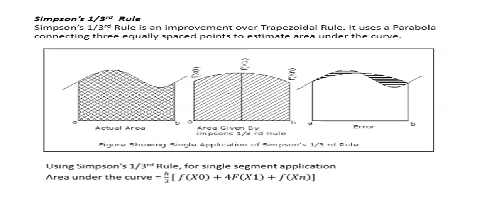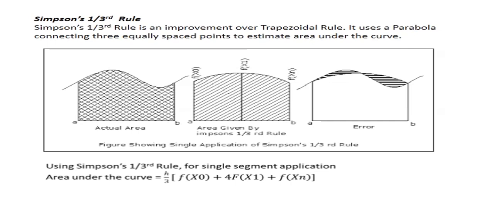This slide shows the Simpson's one-third rule, its application for calculation of area under the curve. Simpson's one-third rule is an improvement over trapezoidal rule because it gives slightly better results. It uses a parabola connecting 3 equally spaced points to estimate area under the curve. So instead of a trapezoid, we use a parabola in this case. This part of the diagram shows the actual area, this diagram shows area estimated by Simpson's one-third rule, and this shows the error.